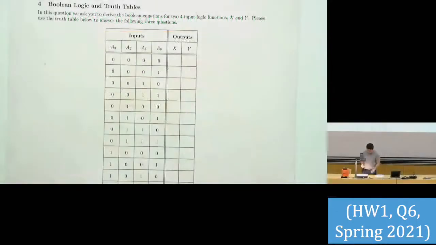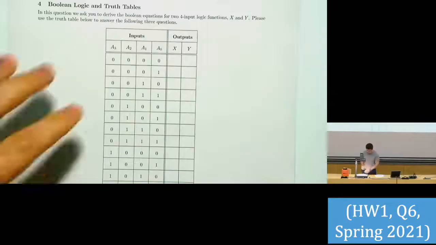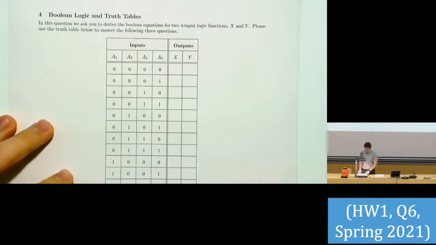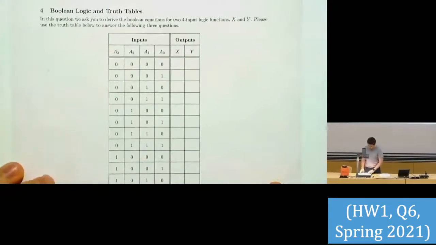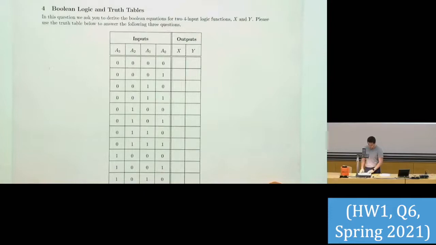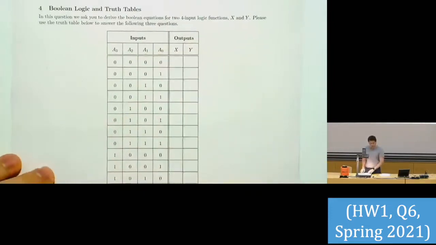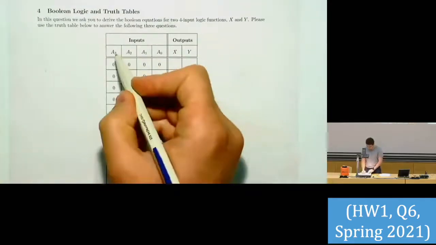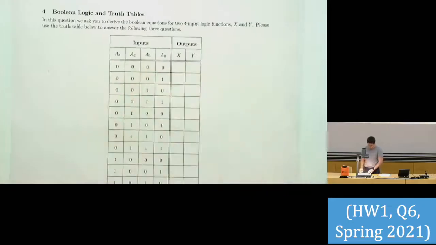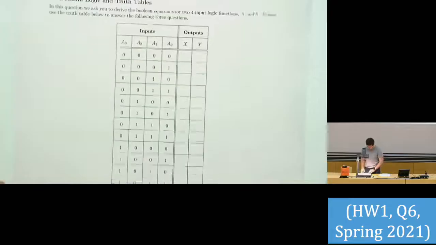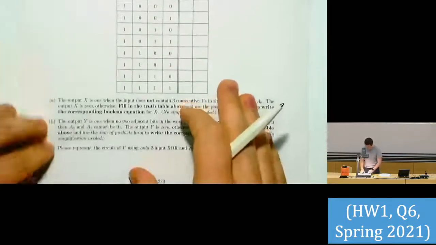So the question is about the Boolean logic and also truth tables, as it also writes here. So in this question, we have 4 inputs and also 2 functions which are directly related to these 4 inputs, and we are basically asked to fill this table and also write the Boolean formula for x and y here. So these are our inputs, A3 to A0, and these are our functions that we're going to fill the truth table here.